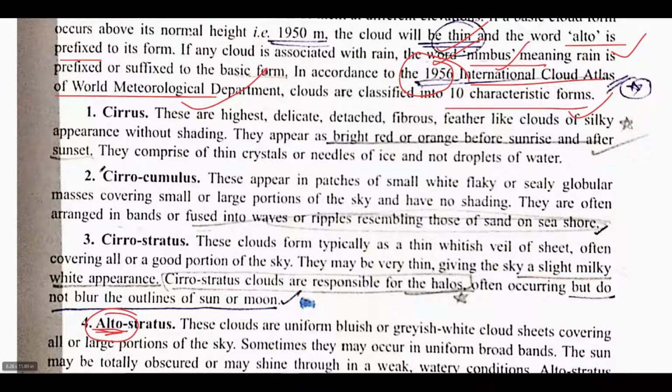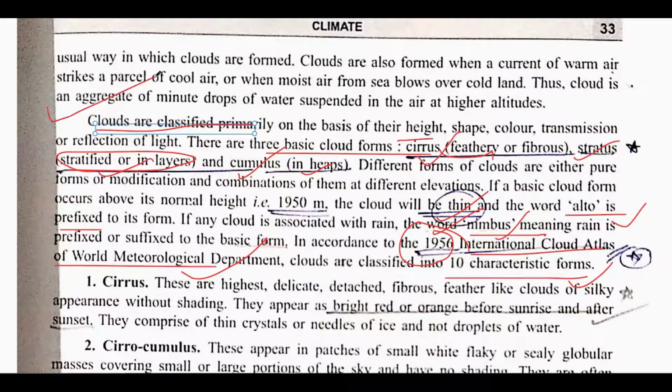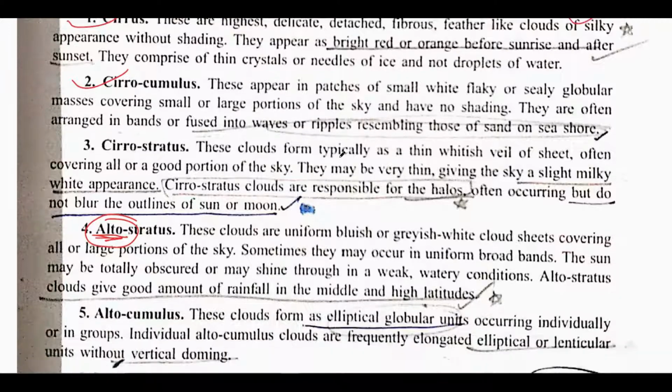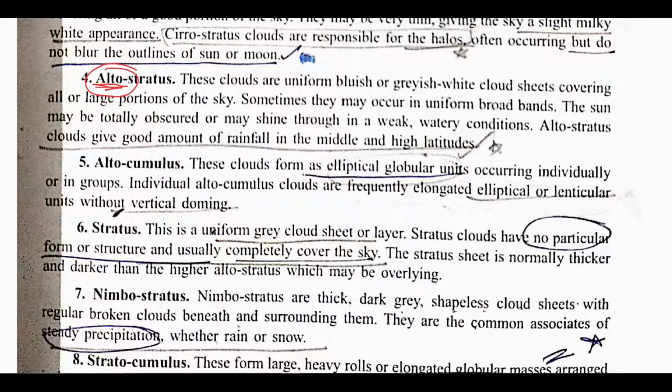So these are various types of clouds. These are very important. You have to go through this line by line. Every line, every word is very important. There is nothing to skip in all these types of clouds.